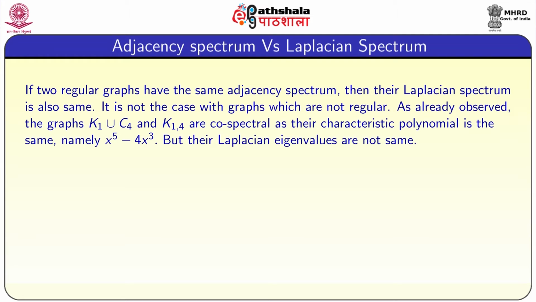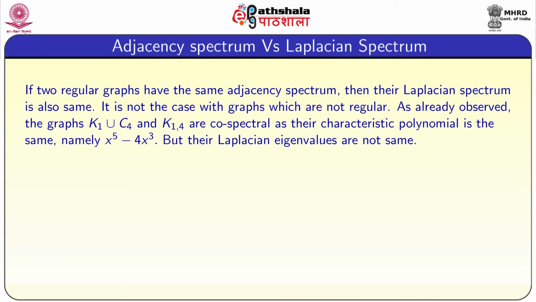As already observed, the graphs K1 union C4 and K1,4 are co-spectral, as their characteristic polynomial is the same, namely x^5 minus 4x^3, but their Laplacian eigenvalues are not the same. That we will show in a while. It is because K1,4 is a connected graph.